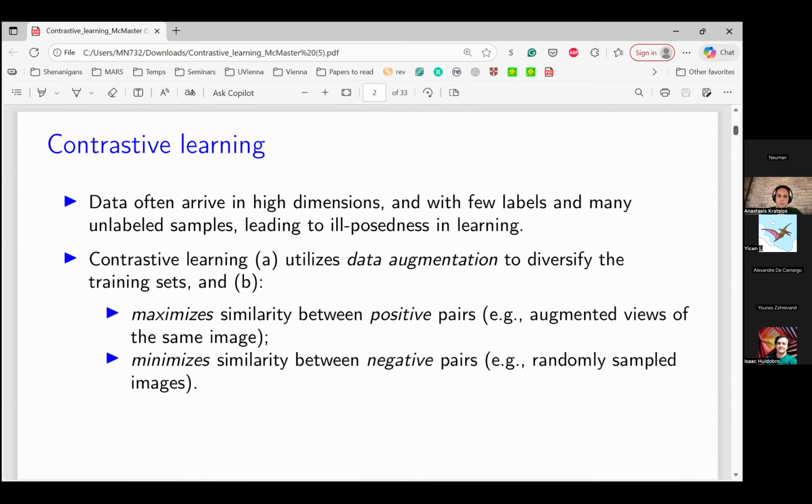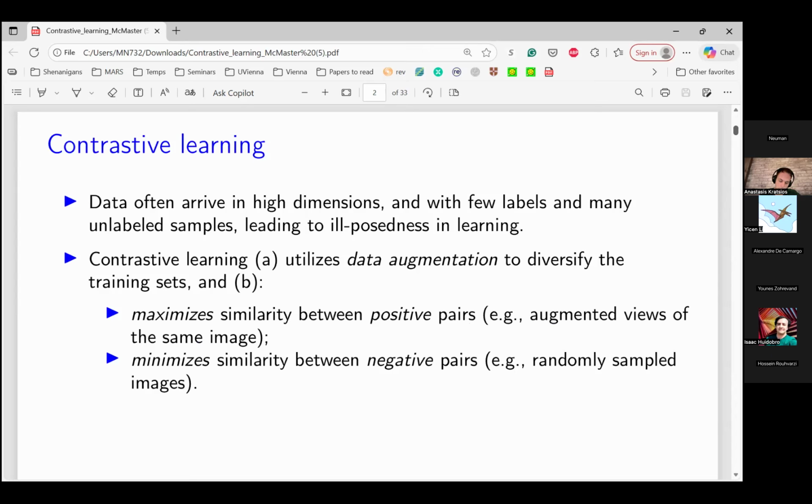Because the topic of the paper is about contrastive learning, I'm going to start by discussing a little bit about it. So what is the issue? The issue is data often arrive in high dimensions. Few are labeled and many more are unlabeled. This can lead to problems in learning. Imagine, for example, that you have thousands of unlabeled images, and you only have one labeled image in your training set. How can you generalize to the rest? That's what I meant by problems.